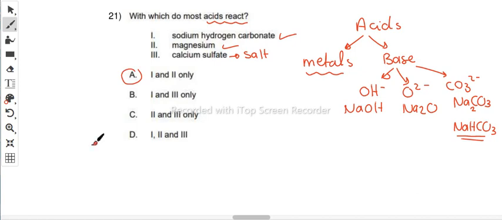So we are now done with the multiple choices, and we're going to continue later with some practice exercises, questions considering paper 2.